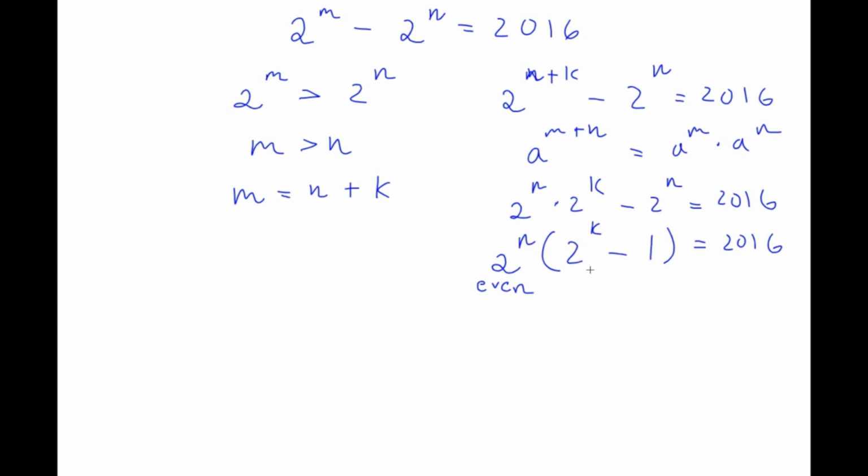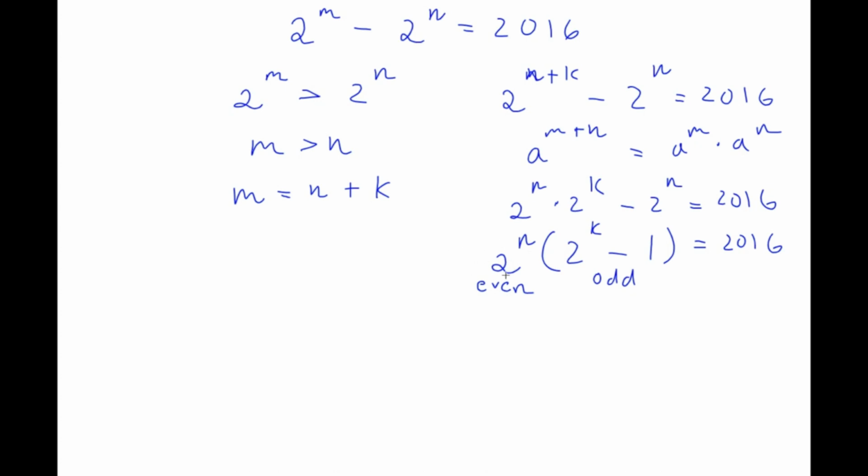Now, if we subtract 1 from an even number, what is it going to be? It's going to be odd, right? So 2 to the power of any number minus 1, that number will be odd, because 2 to the power of any number is even, so if we subtract 1 from an even number, it's going to be odd.